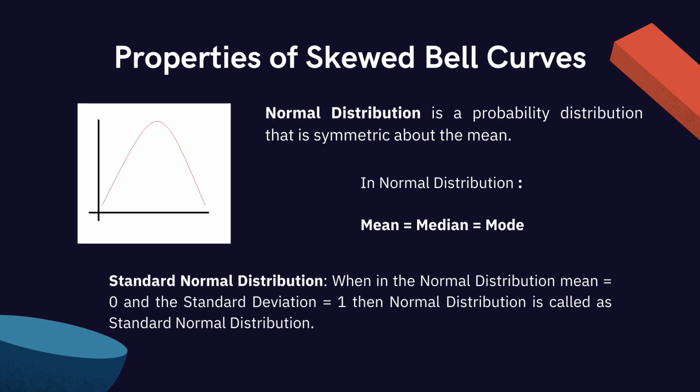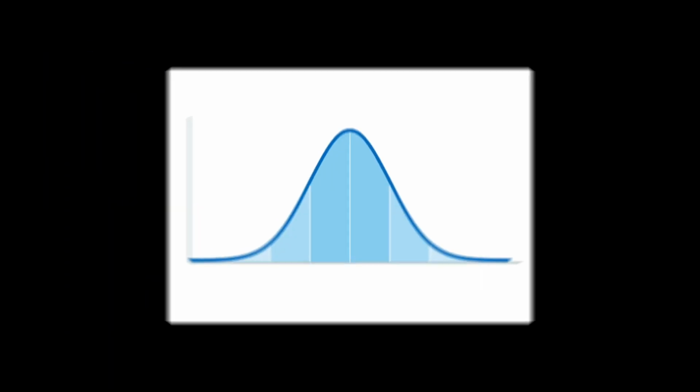Normal distributions are symmetric, unimodal, and asymptotic, and the mean, median, and mode are all equal. A normal distribution is perfectly symmetrical around its center. Standard normal distribution: when in the normal distribution the mean equals 0 and the standard deviation equals 1, then the normal distribution is called a standard normal distribution.